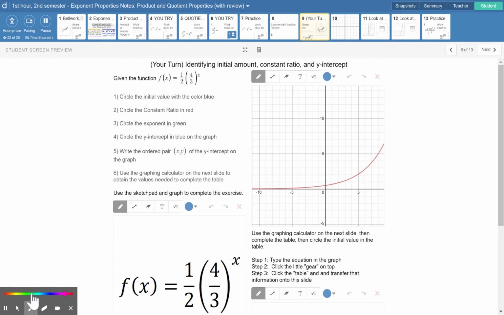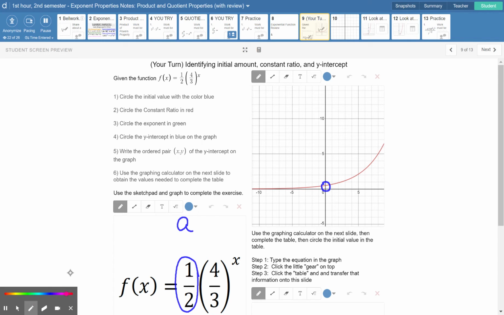In this video, we're going to go over the review. So it says circle the initial amount in the blue color. So initial amount is the y-intercept. It's also our a value.